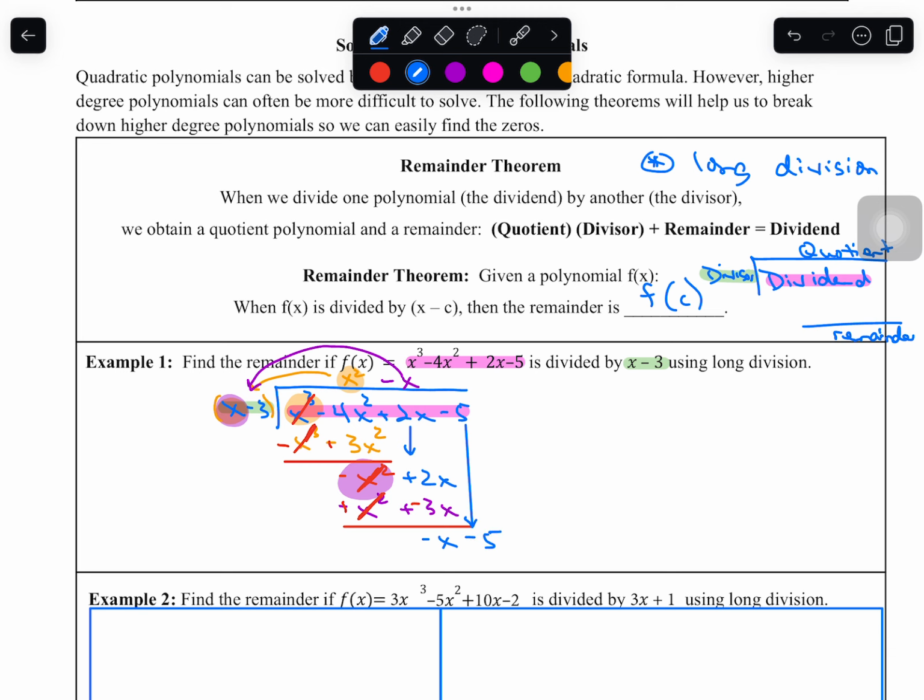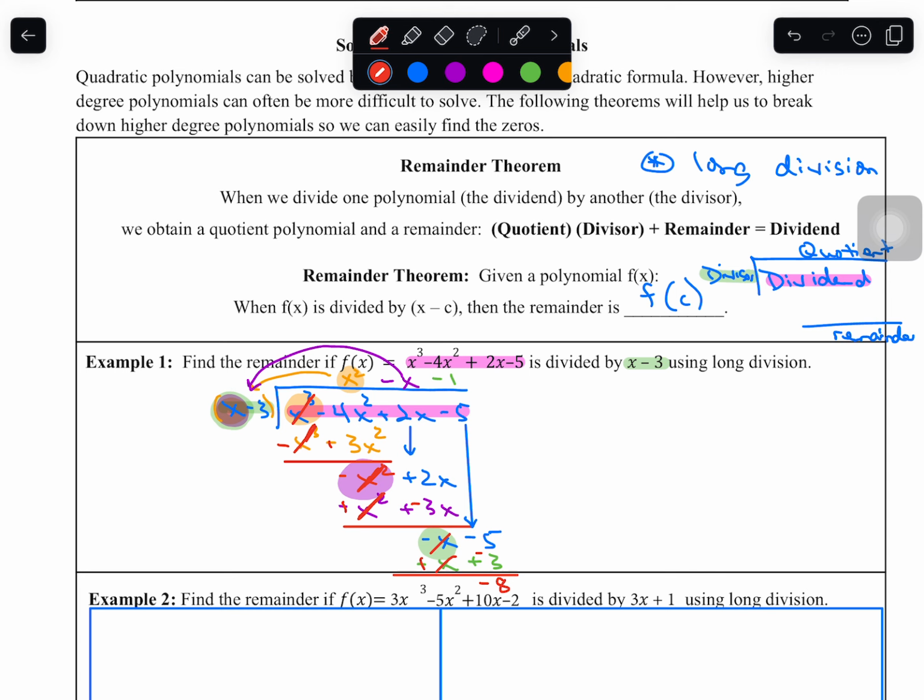And I'm going to do this one more time. So now I'm going to ask myself, what do I need to multiply x by to get negative x? Well, the x is already there, so then it's just a number. So I'm going to multiply that by negative 1. So negative 1 times x is negative x, and negative 1 times negative 3 turns out to be a positive 3. And if I subtract those two again, that's going to change the signs of both. The x's will cancel out, and I will be left with negative 8.